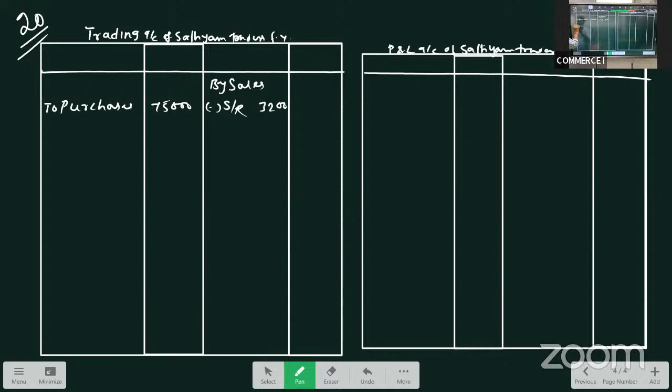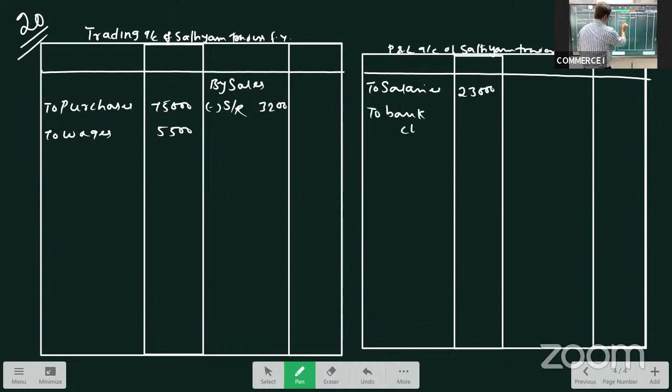No adjustment on wages. So I'll take wages directly in the outer column. Wages are 5,500. Salaries, no adjustment. Will directly take to P&L account in the outer column. Salaries are given as 23,000. Bank charges, they are also office expenses. Will take to P&L account. Bank charges 1,500. Then insurance.